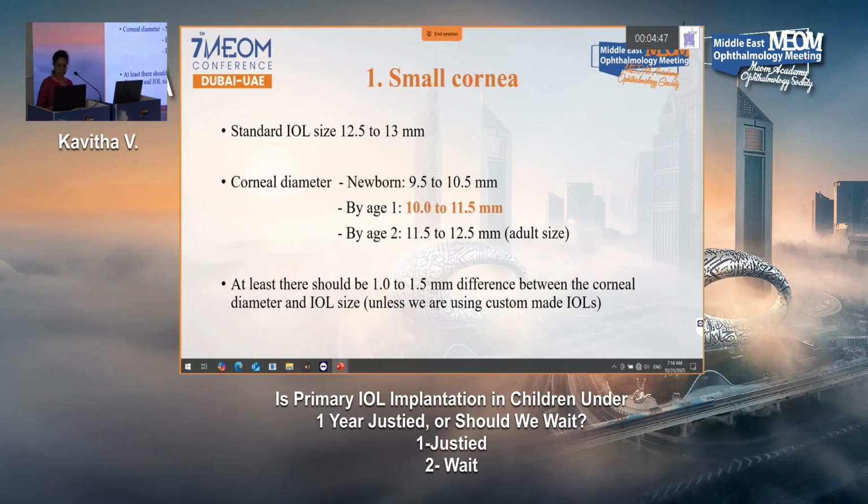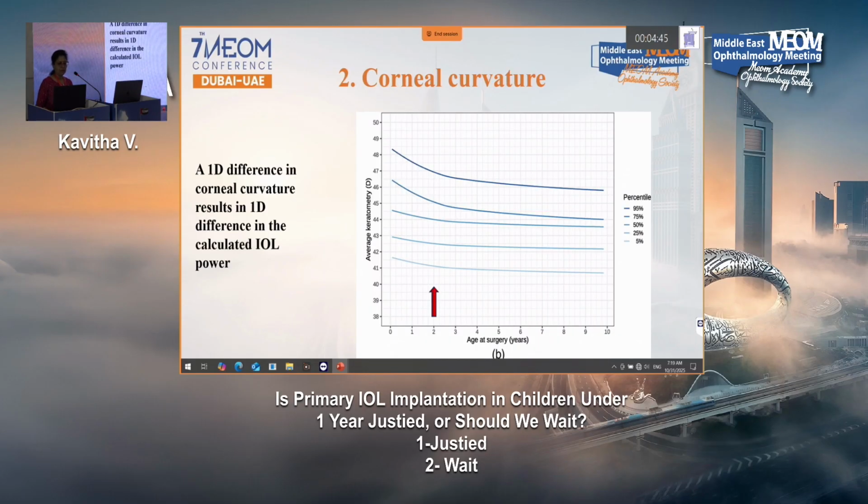There is something that we should consider. The second factor is the corneal curvature. We know that there is a drastic change in the first 2 years of life, and a one diopter difference in the corneal curvature results in a 1 diopter difference in the calculated IOL power, and eventually it is not the same that we are going to implant. We might be undercorrecting most of the time just to catch up with the growth of the eyeball.